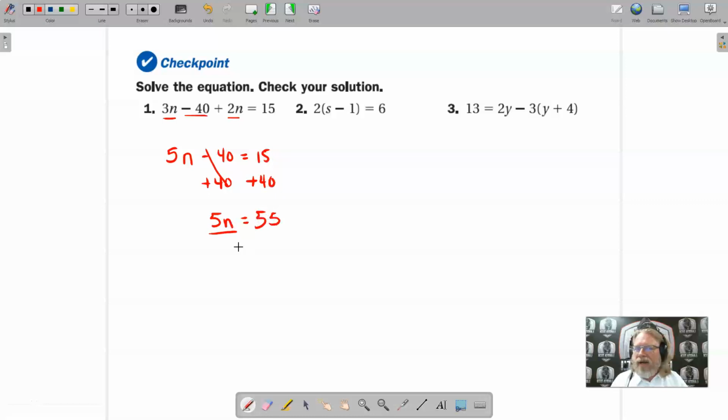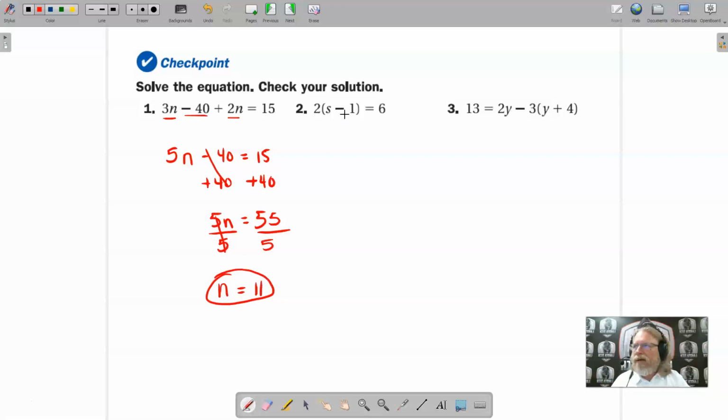So the 5 is tied to the n through multiplication, so we're going to divide to undo that multiplication. We're going to divide by the very number we wish to get rid of, which is 5. And 55, we want to divide it by 5 also. What we do to one side, we do to the other. The 5s are going to cancel each other, leaving us with n, and 55 divided by 5 is 11. So the solution is n equals 11.